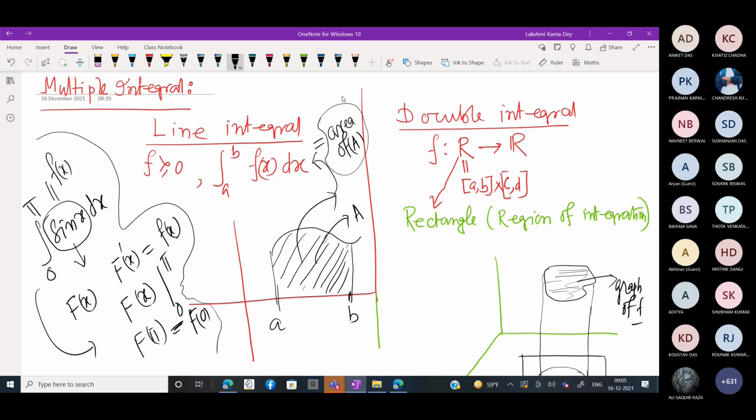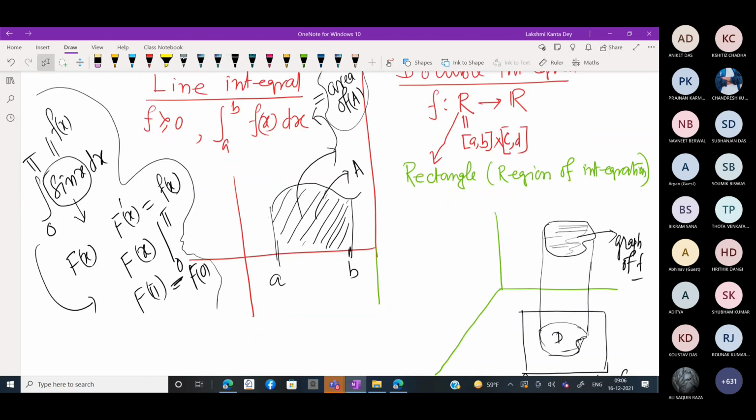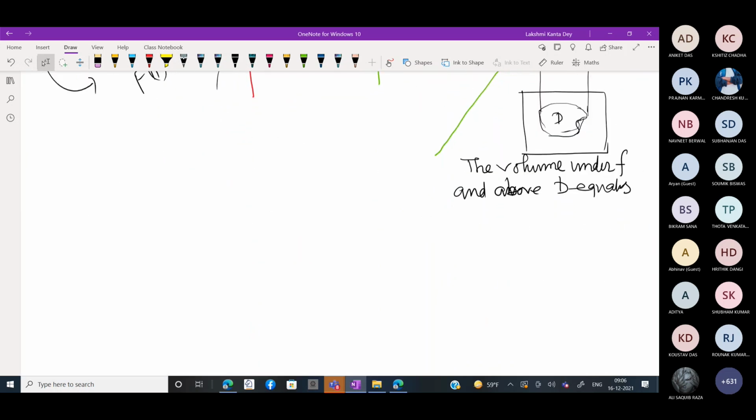If I take the function, it's a real valued function. Look at this function, small f. It's a real valued function defined initially, and we assume the function is defined on a rectangular region. I just allow its domain of definition to be a rectangle. What is that? I would like to write and draw here. What is meant by a rectangle? Rectangle is [a, b], a closed interval, cross [c, d].